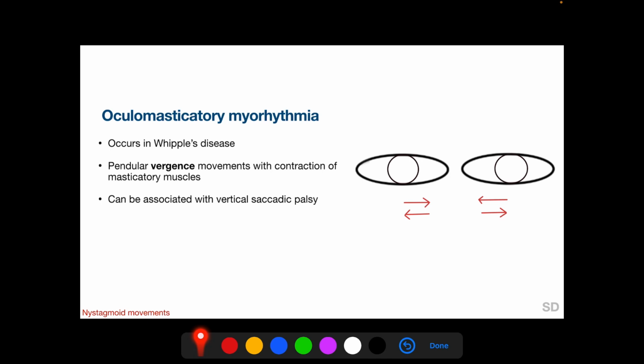Oculomasticatory myorhythmia is another form of spontaneous eye movement which is associated with contraction of masticatory muscles, and this occurs in Whipple's disease. The eye movement found in oculomasticatory myorhythmia is typically of a pendular vergence type, so in one phase both the eyes converge and in the next phase both the eyes diverge. In Whipple's disease, oculomasticatory myorhythmia can also be associated with a vertical saccadic palsy.